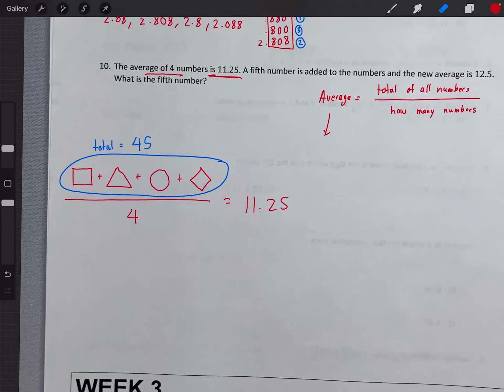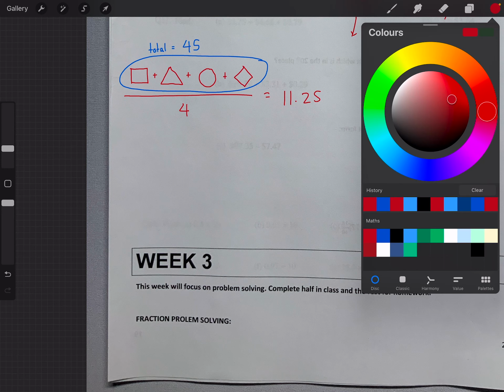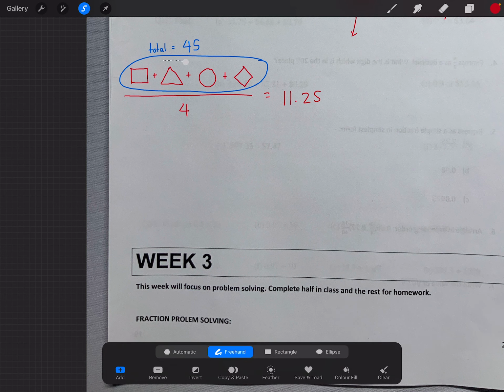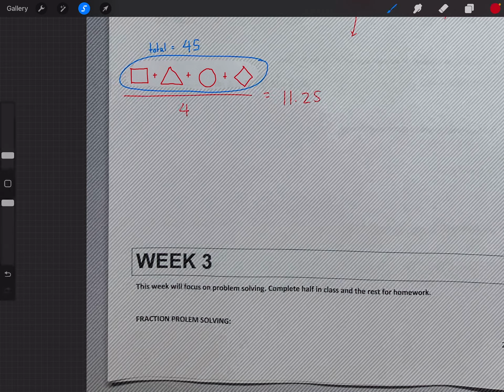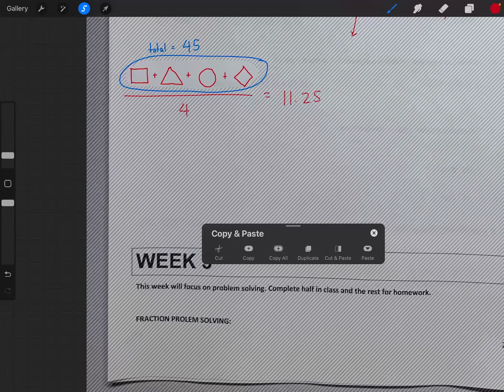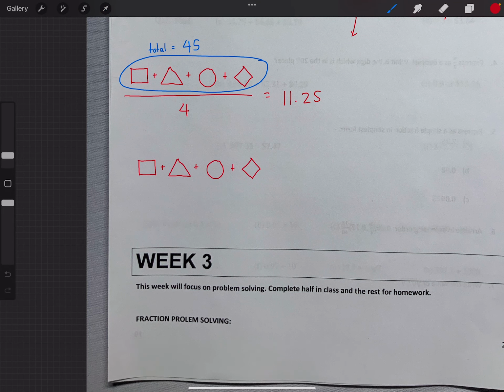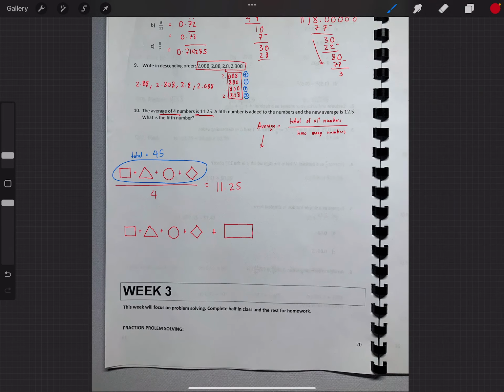Now, it says that we have a 5th number. So we've got these same numbers. Let me just duplicate them and draw it. So we've got these 4 numbers. Now we're going to add some 5th number, and they want to find what the 5th number is.